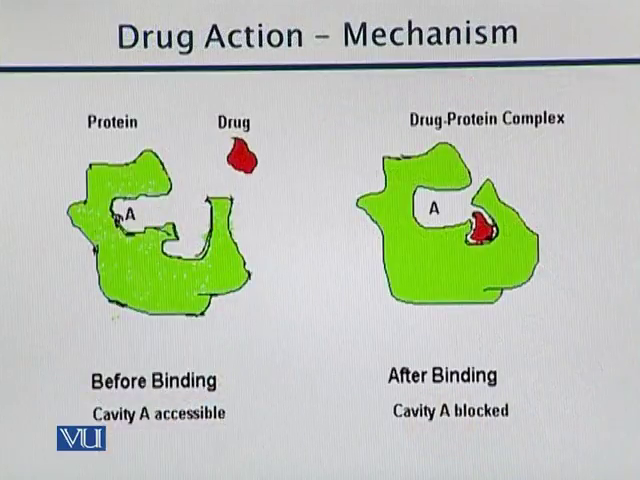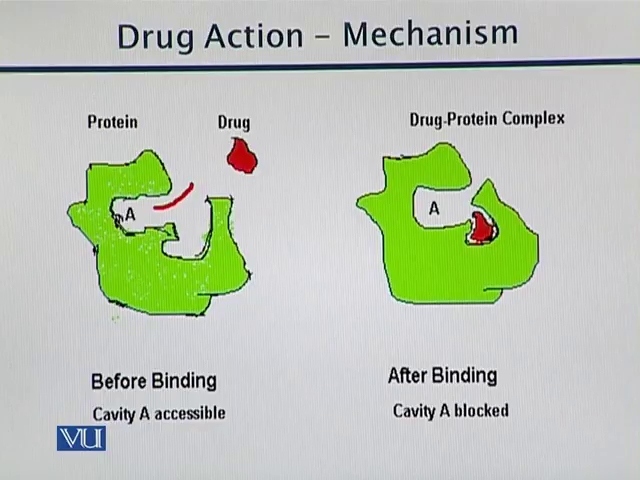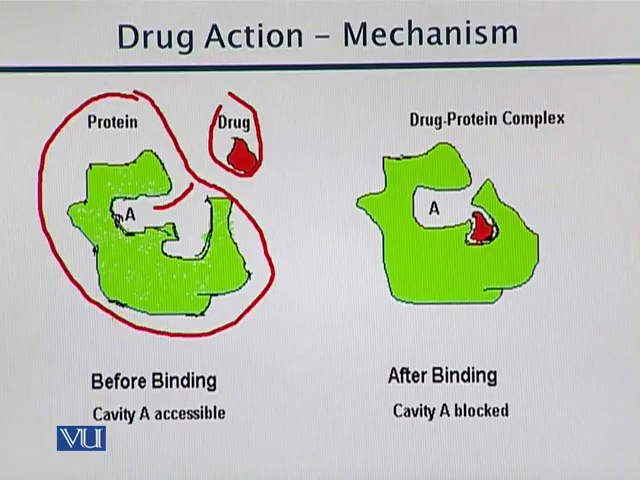So here I have given two things, one is before binding and the other one is after binding. If I go into some details, in this figure we have this cavity A that is available. We have a protein, which is our green part, and then we have a drug, which is our red part.